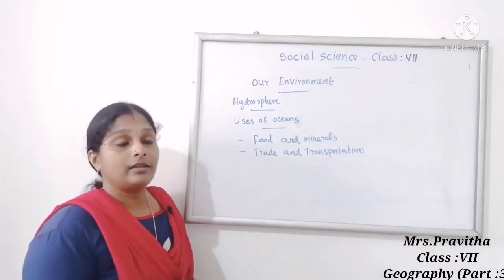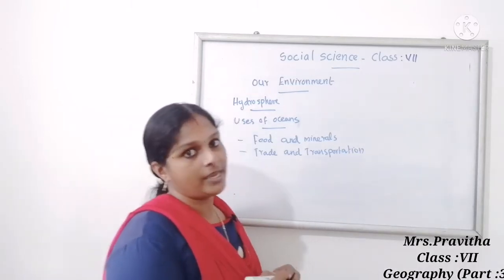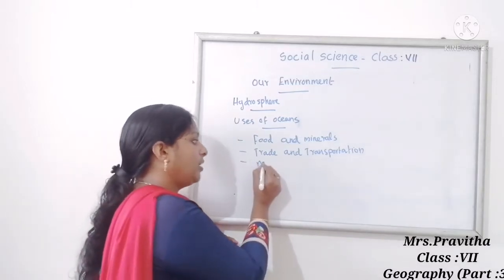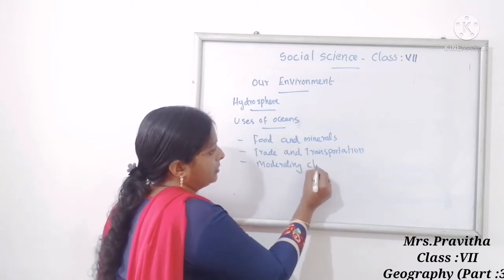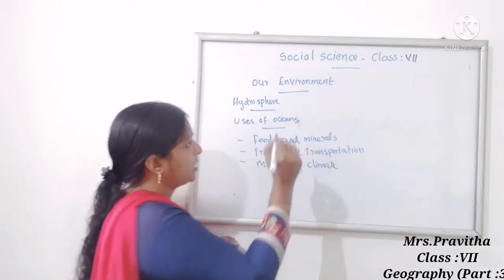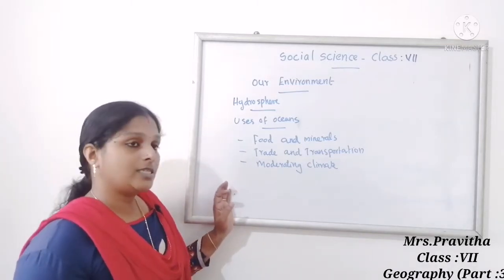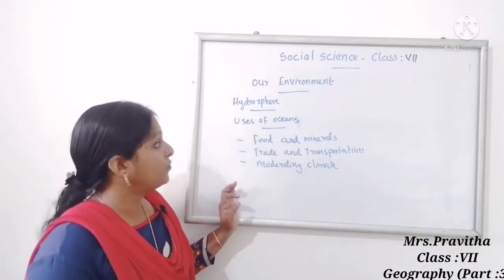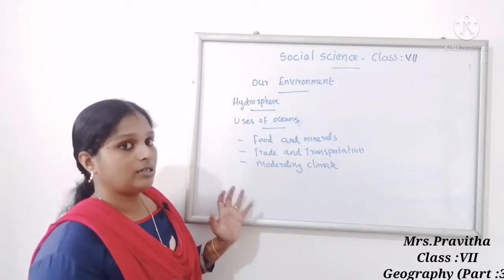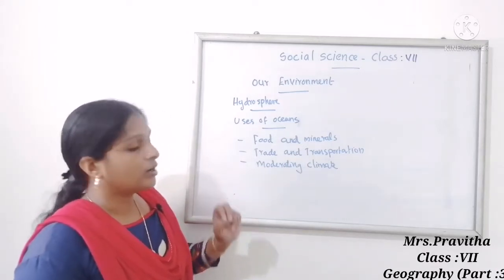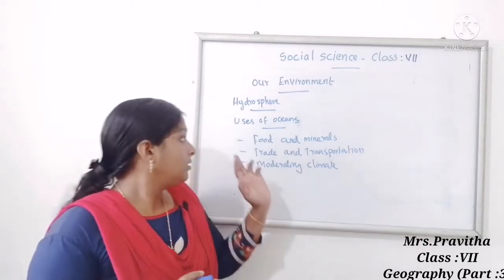And one more point we can tell: ocean helps in moderating the climate in the coastal areas. So these are the uses of ocean. Which are the points? These are the main source of food, different types of food and minerals we get from ocean. Then trading activities and water transportation. Then moderating climate in the coastal areas. These are the main uses of ocean.